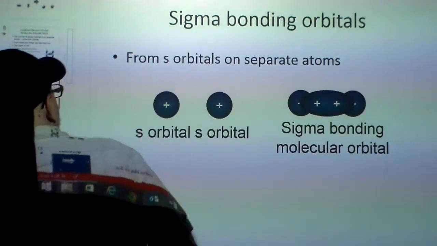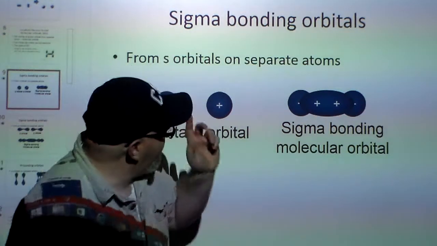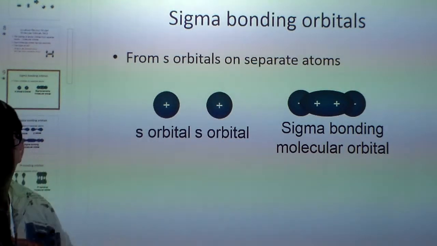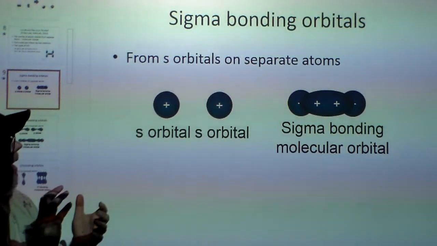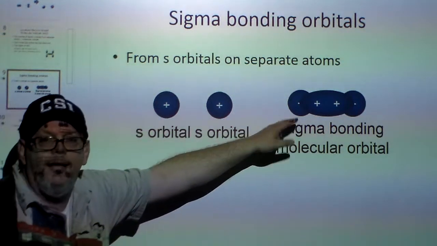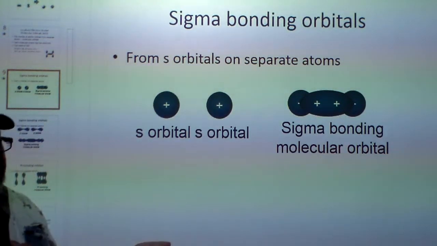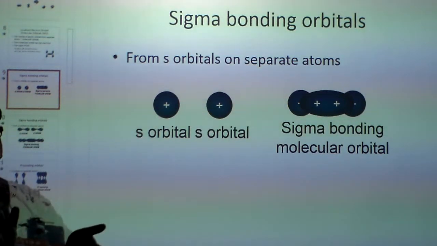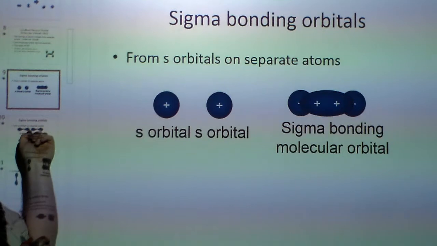All right, so let's look at this idea. For sigma bonding orbitals, now we can take s orbitals on separate atoms. And we know our beloved s orbitals because it's a nice, cute little sphere. And imagine when we combine them together, there's going to be an overlap. Well, that's the overlap. That's what the overlap looks like. It's the sigma bonding molecular orbital. That is part of the hybridization that takes place there.